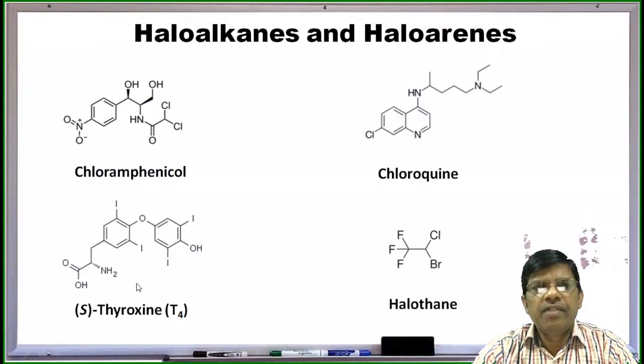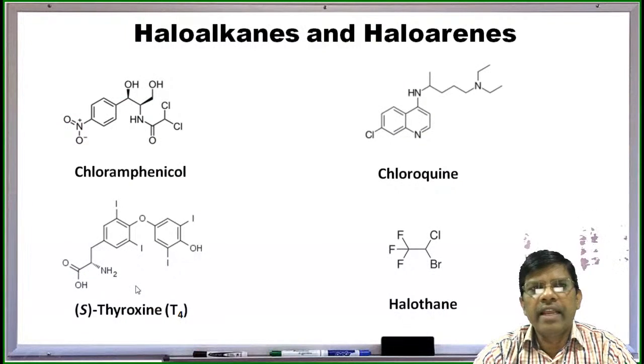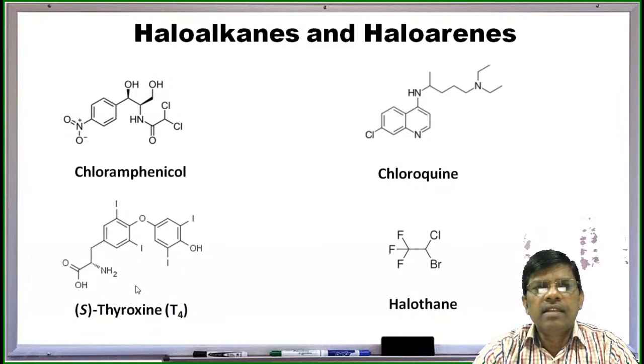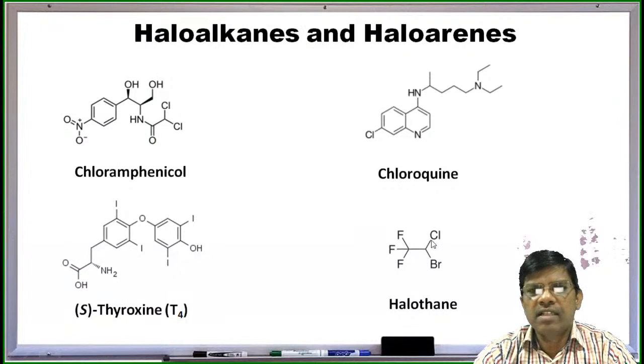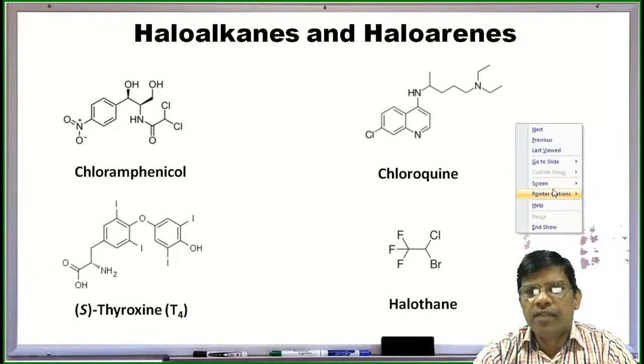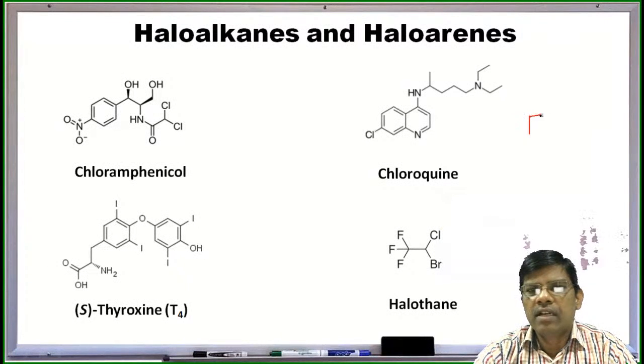Dear students, today we are going to learn about haloalkanes and haloarenes. These are organic compounds with halogen. What are the halogens? Common halogens we come across are fluorine, chlorine, bromine and iodine.